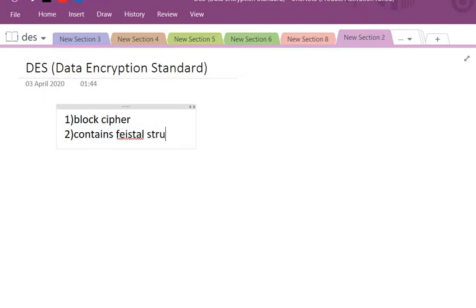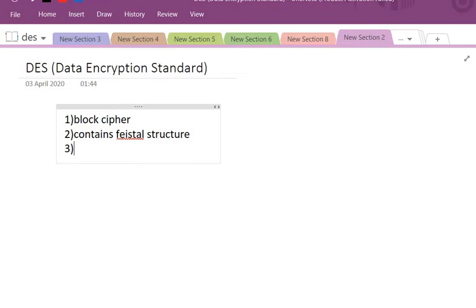So what is the Feistel structure? Basically, the Feistel structure carries both invertible and non-invertible components, and it is used to divide the plain text block into two equal halves. The first one is called the left hand side and the second one is called the right hand side.